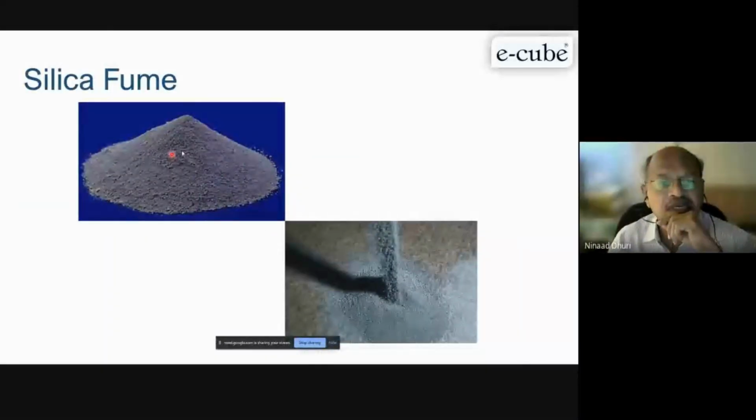This is the physical look of the material. You can see here, this material is very, very fine. Just imagine, the average size of the material is about 0.5 micron to 1 micron. Such a highly fine material is very difficult to handle at site. So we'll discuss how it is used at site.